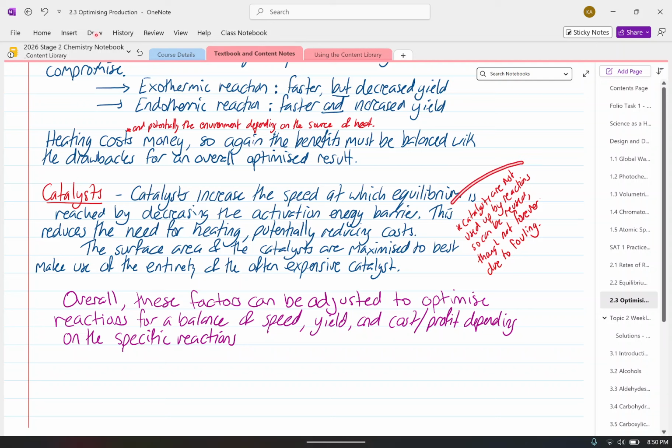moment. Now, one thing to consider is that catalysts increase the speed of reactions, but they themselves are not used up in the reaction. That means they can be reused, but they cannot be reused forever, because often in these reactions there are impurities or contaminants, and they often end up binding somewhat irreversibly to your catalyst, and that is called fouling. When your catalyst is fouled, it can't be used anymore. You may have to process it, which itself can cost some extra money. So you can't just use them over and over again forever.